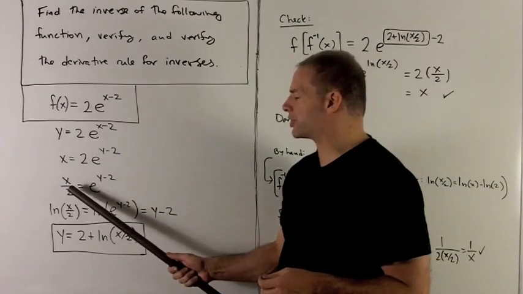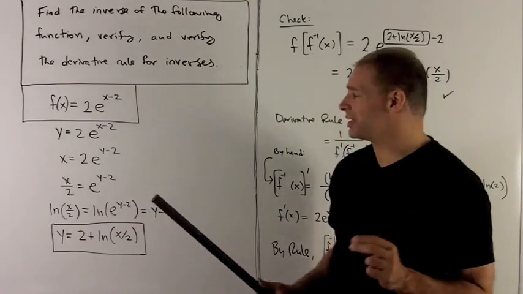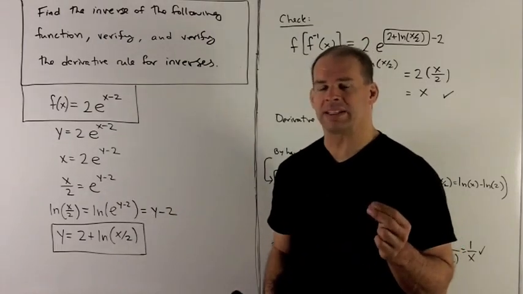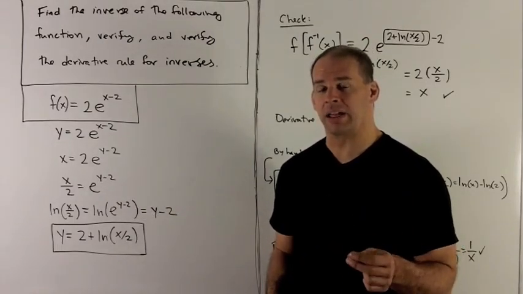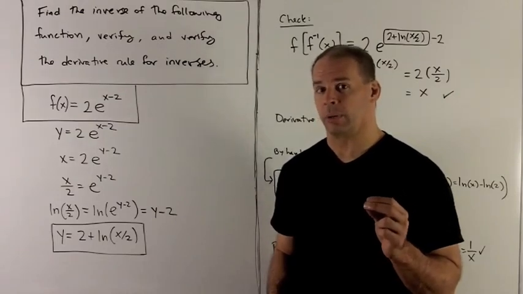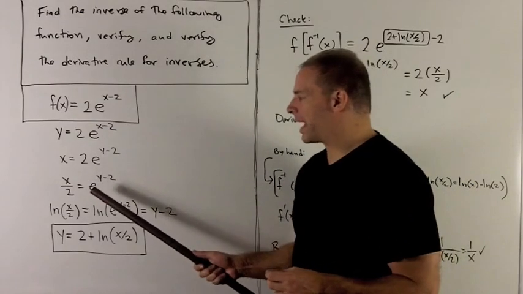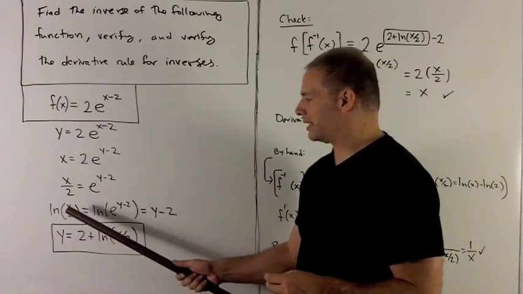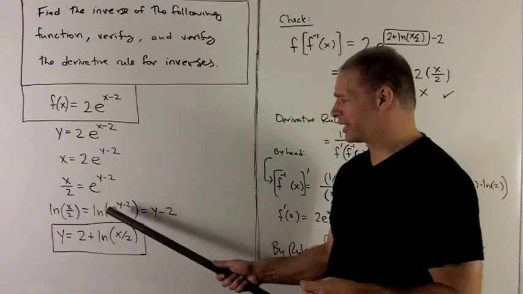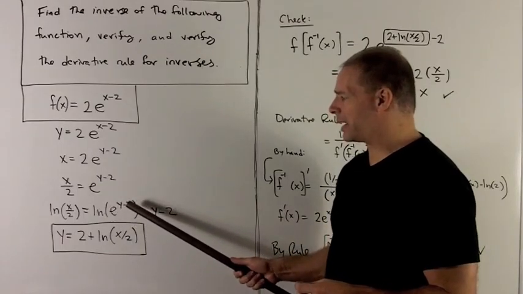So I move the 2 to the other side. The whole point here is to get e to whatever by itself. Once I have e by itself, I can take the natural log, and then that's going to reduce things to a point where we can work with it. So once I have the e by itself here, I take the natural log. That's going to be x over 2. Natural log on this side is e to the y minus 2.